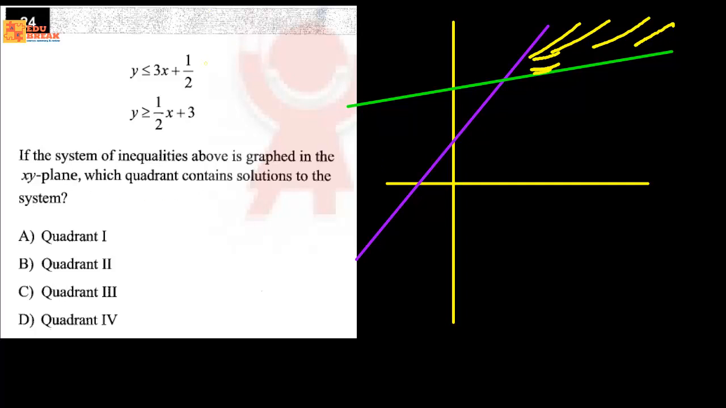Imagine we change this inequality into an equation, which is y equals 3x plus half and y equals half x plus 3. Start to graph them and find the intersection of the two areas of solutions. So the answer is A.